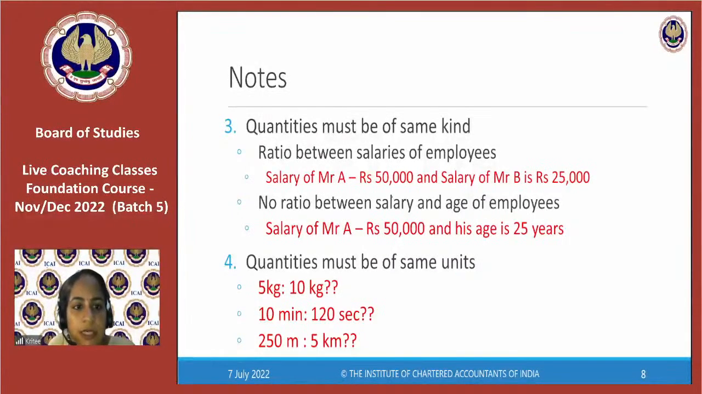So yes, now quantities must be of the same kind. This is another important note before we go further with ratios. The quantities must be of the same kind, as in I can compare my weight with your weight, my age with your age, my qualification with your qualification. It makes sense when we have a common base that these values should be of the same nature.